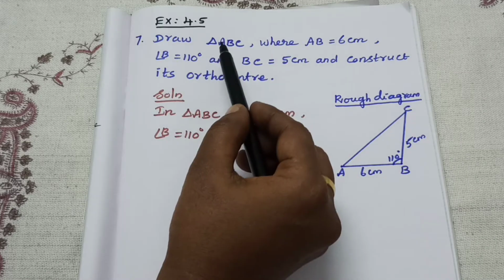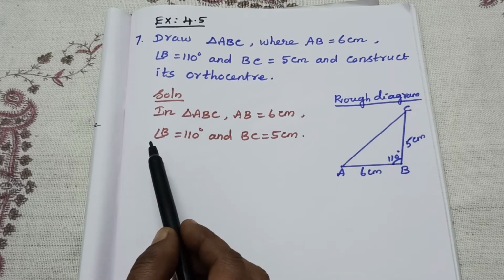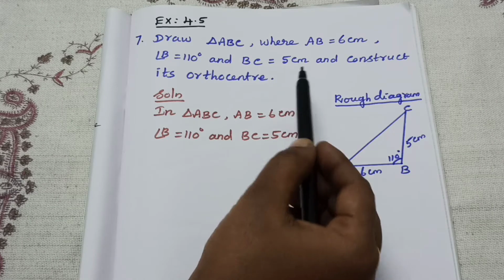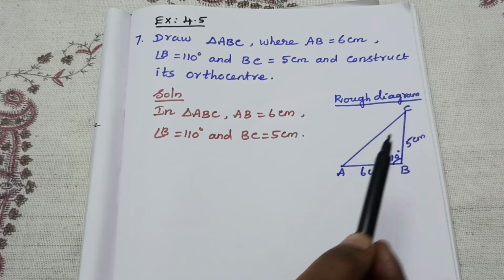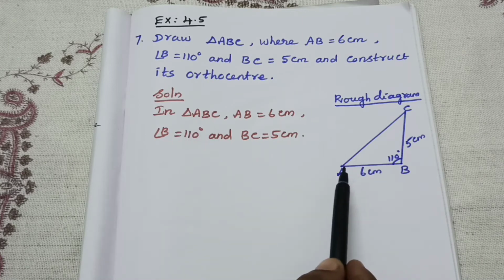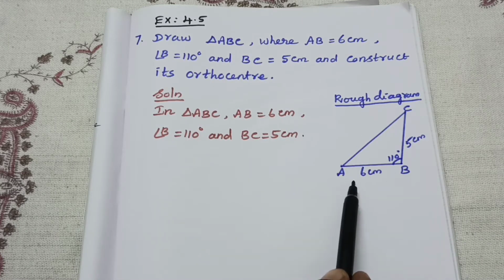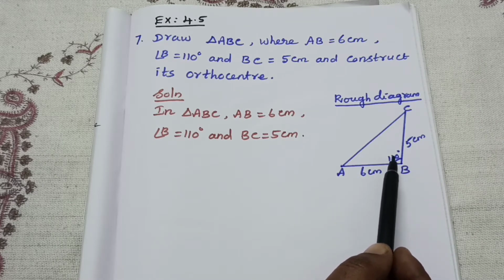Write it in triangle ABC. Then AB is equal to 6 cm, angle B is equal to 110 degrees and BC is equal to 5 cm. Write everything, and afterwards draw the rough diagram. AB is given, so draw AB as a line segment of 6 cm. From B, draw 110 degrees.